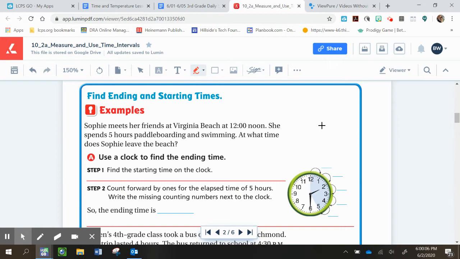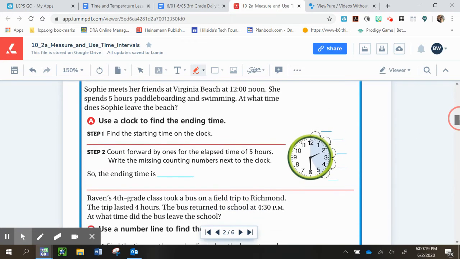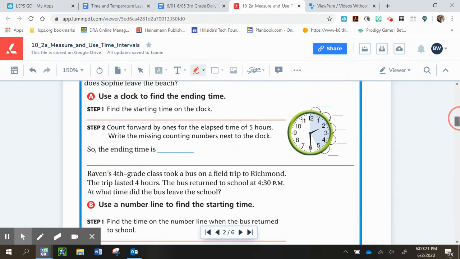Sophie meets her friends at Virginia Beach at 12 noon. She spends 5 hours paddleboarding and swimming. At what time does Sophie leave the beach? I hope she had her sunscreen on.